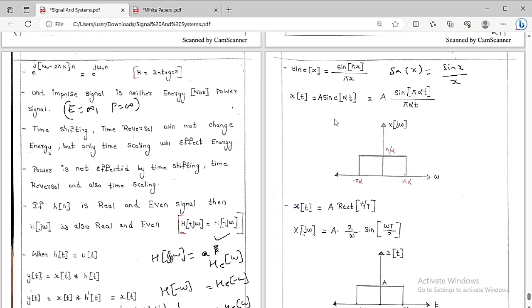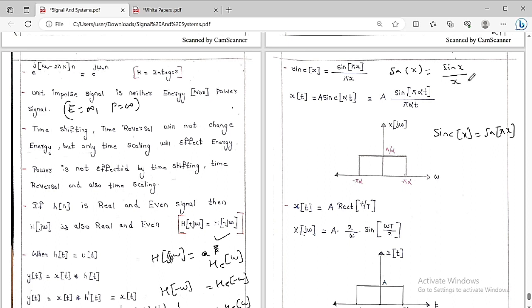So Sa of x is equal to sin x by x, and then sinc of x is equal to sin pi x by pi x. By comparing this, what can we say? Sinc of x is equal to Sa of pi x. If you replace x by pi x, then we get this one. So sinc of x is equal to Sa of pi x.